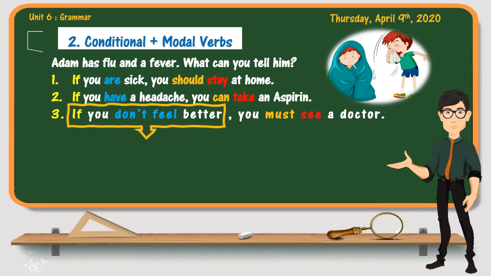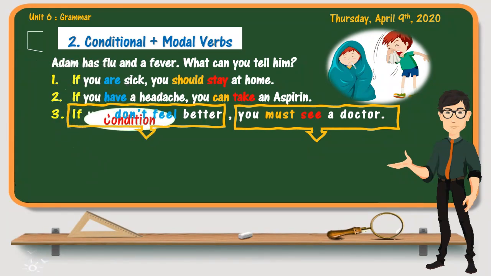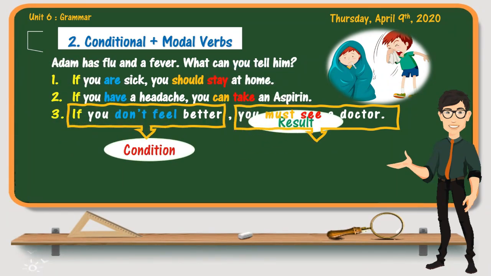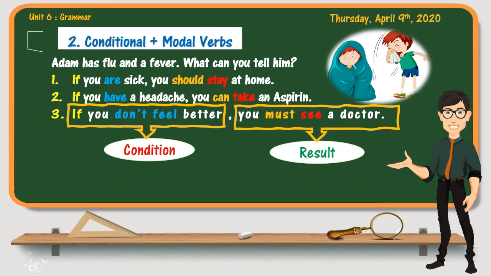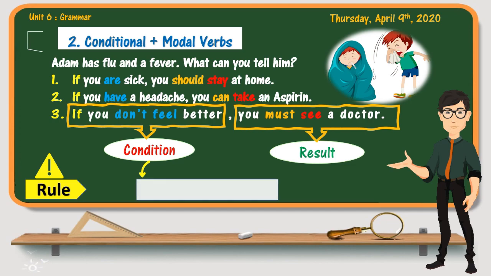Again, the conditional sentence here has two parts, the condition and the result. I want you to have a look at the verb forms used. You can see that the if part, or the condition, is used again with the word if plus subject plus simple present. Don't feel: this is the negative form of the verb to feel in the simple present.